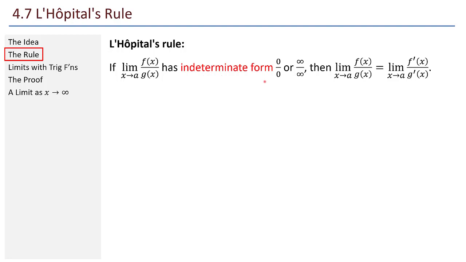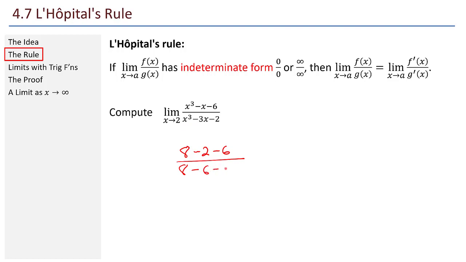So indeterminate form 0 over 0, what do I mean by that? Suppose we're given a limit problem. If I were to just plug in the x value right away, in this case, if I were just to plug in 2 for x, what would I get? Well, 2 cubed is 8, then minus 2, and then minus 6, that's on top. And on the bottom, if I plug in 2, I get 8 minus 6 minus 2. Oh yeah, so that's 0 over 0. So that's what I'm talking about: if you just plug in the x and you get 0 over 0, then that's the indeterminate form.